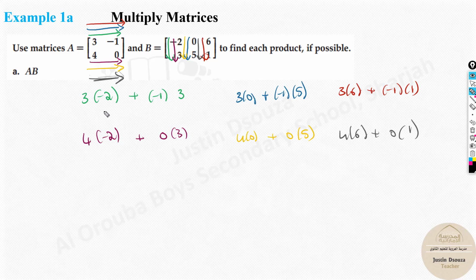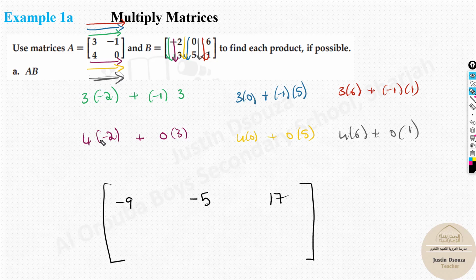Let's do it. 3 times minus 2 is minus 6, plus minus 1 times 3 is minus 3. It will be minus 6 minus 3 is minus 9. That's the first digit of the matrix. Now, the first row, second column would be 0 minus 5. It will be minus 5. And lastly, you will have 6 times 3 is 18 and minus 1. That will be 17 positive.